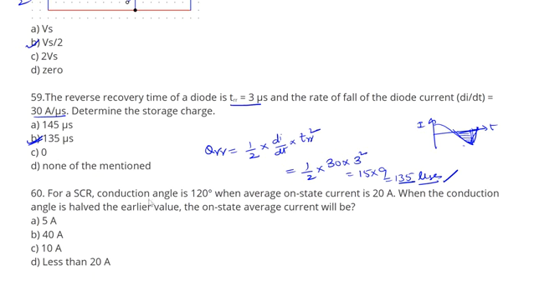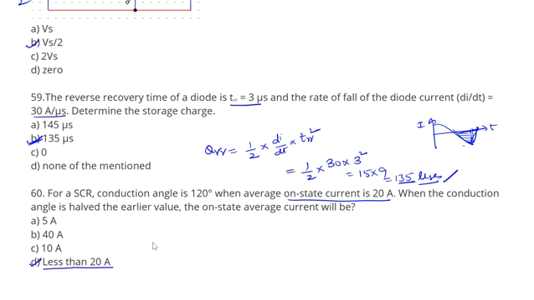For an SCR, the conduction angle is 120 degrees when the average on-state current is 20 amperes. Okay, so when the conduction angle is halved from the earlier value, the on-state average current will be. The answer for this question is D, less than 20 amperes.